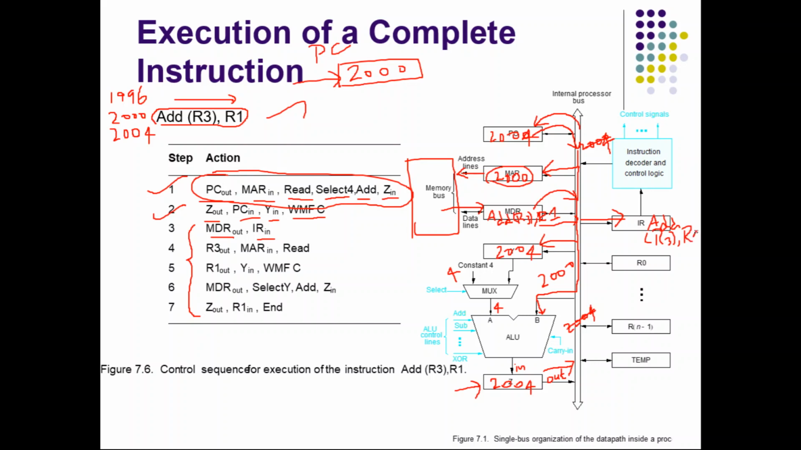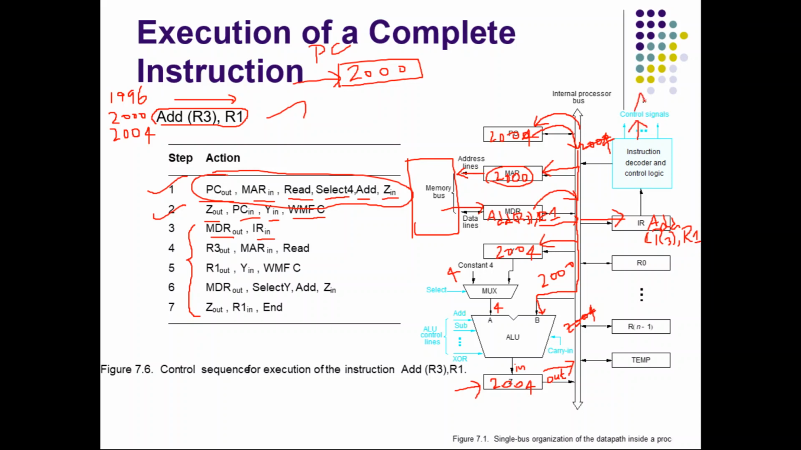So next, what should we do? We should decode that instruction. Now the instruction has come to IR. So next the instruction decoder logic will decode the instruction. It will understand that it is an add instruction, and there are two operands. The first operand indirectly refers to memory, and the second operand is actually a register.